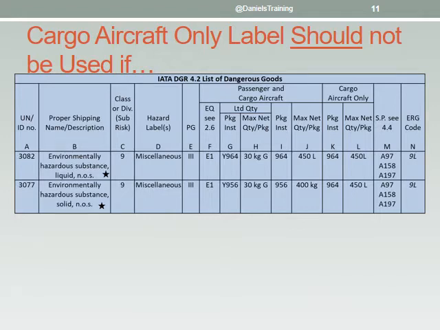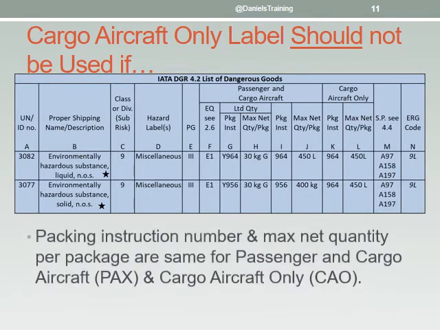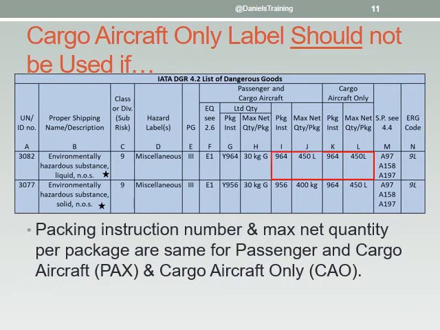Now, notice the change in language here. Cargo aircraft only label should not be used. This is not a requirement, this is a recommendation. Should not be used if the packing instruction number and the maximum net quantity per package are the same for passenger and cargo aircraft only.